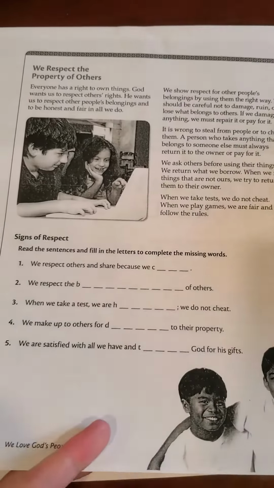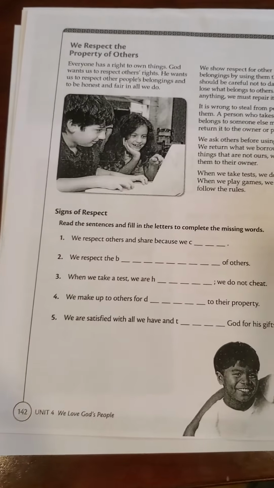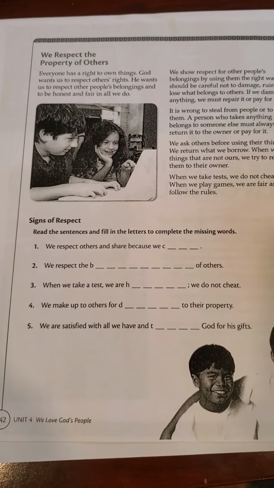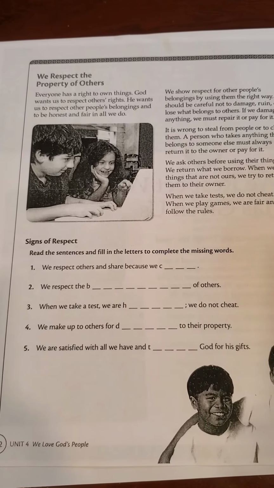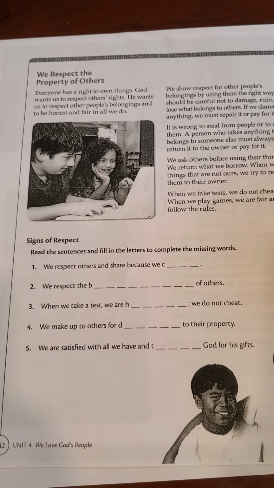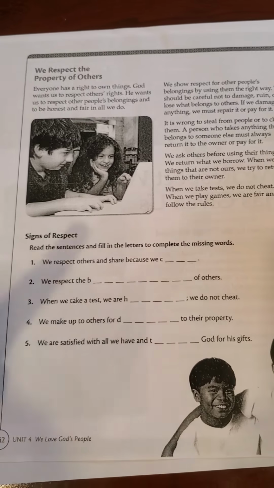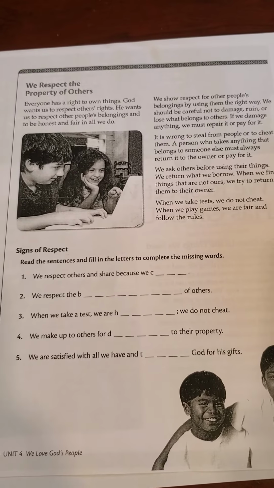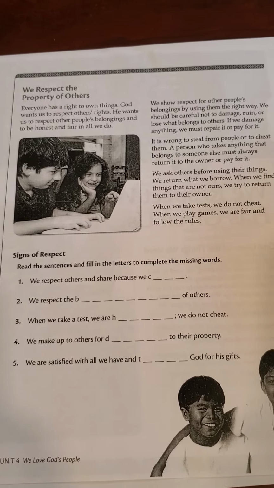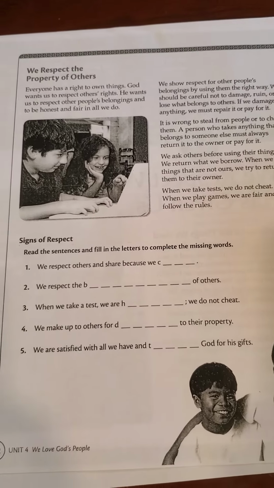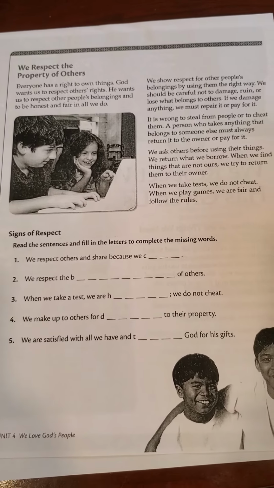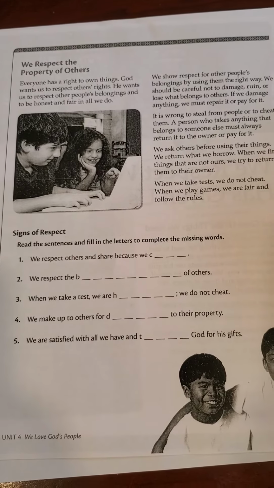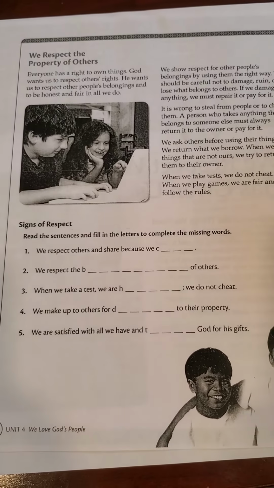On the back, on page 142, there's always some parts that go along with the reading and questions for the kids to answer throughout the reading. So the first one here says signs of respect. It says read the sentences and fill in the letters to complete the missing words. Remember that the children are always able to go back into the reading to find answers. That's one big thing in fourth grade that we try to focus on, is allowing the students to go back into the reading to find answers.